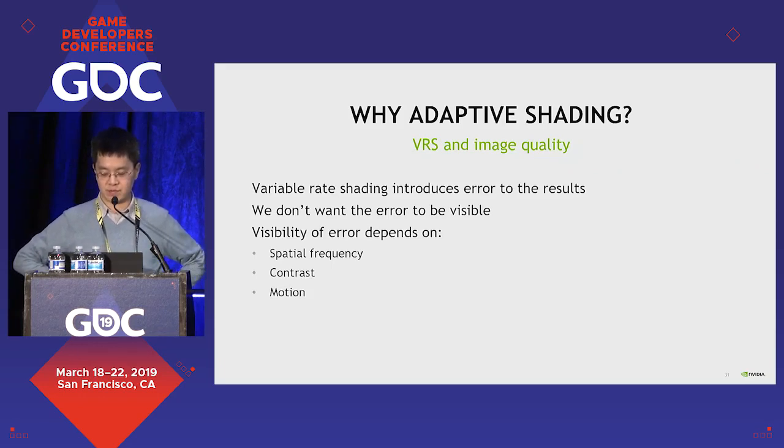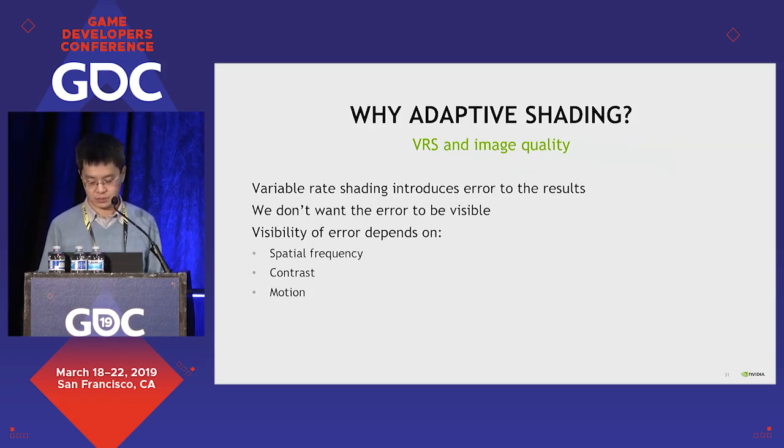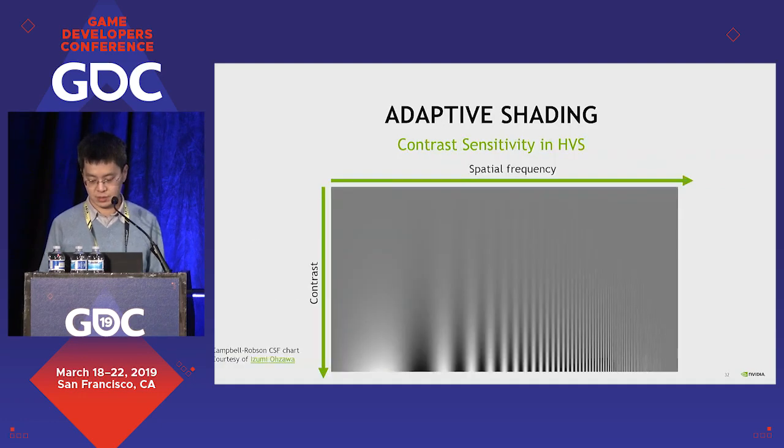The motivation of adaptive shading is image quality. Like any approximation, reducing shading rate can introduce some error to the results. So to achieve the best image quality, we should only reduce the shading rate where the error is not visible. We found that the visibility of the error depends on 3 factors: the spatial frequency and the contrast of the error, and how fast the object moves. Let's look at the first 2.